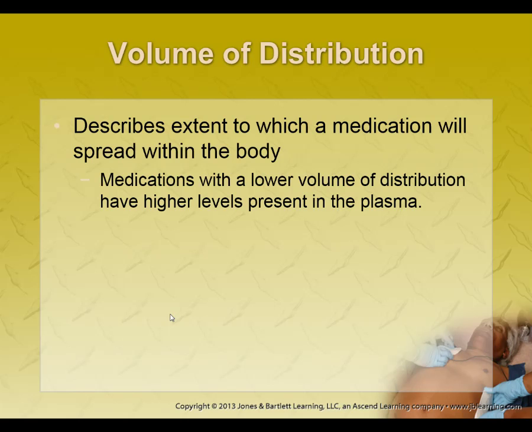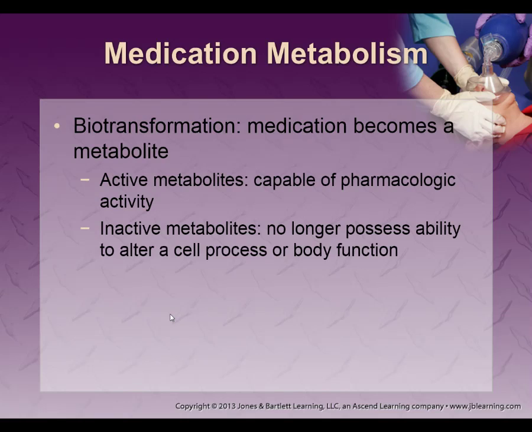Volumes of distribution. That describes the extent to which the medication will spread within the body. So the volume of distribution means how much are you actually going to have in your body once the medication gets to where it needs to be. Medications with lower volumes of distribution usually have a higher level present in the plasma. So that means it's still in the plasma, and the body has to filter that out because it's more than it may necessarily need.